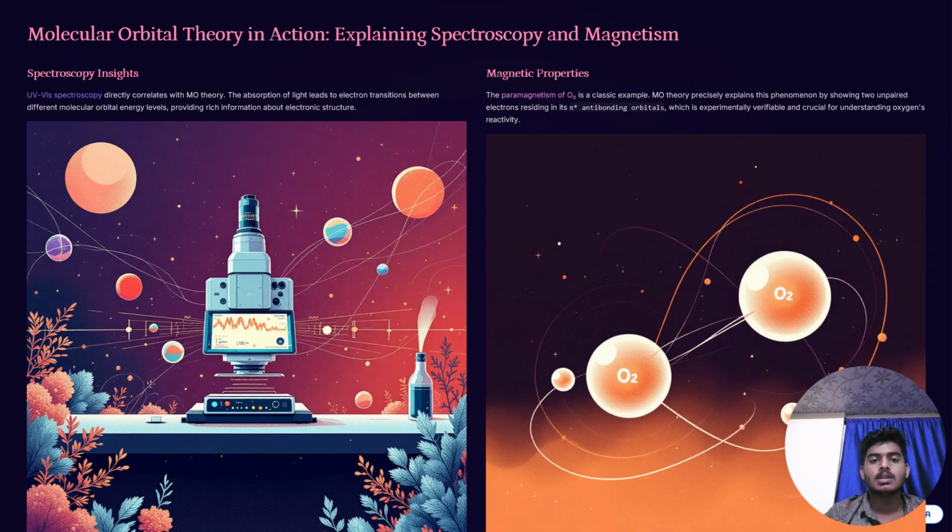Spectroscopy insights. The slide explains that the interaction of light with matter provides an experimental window into molecular energy levels. This interaction helps in validating and refining the concepts of molecular orbital theory. Magnetic properties. Molecular orbital theory effectively explains the magnetic properties of molecules. The presence of unpaired electrons in a molecule results in paramagnetism, a property that simpler models often cannot accurately predict.